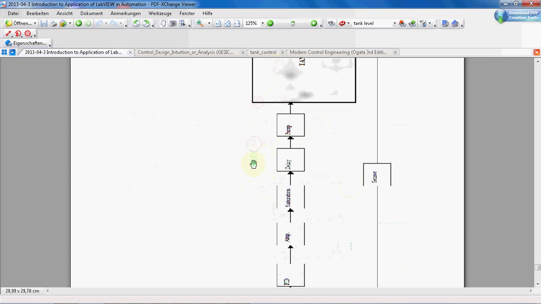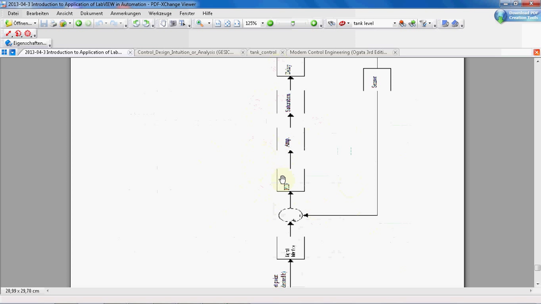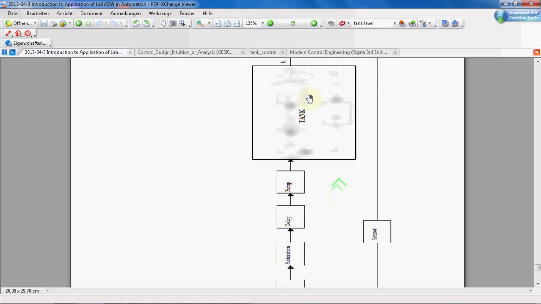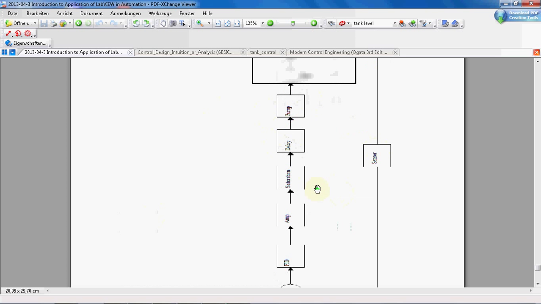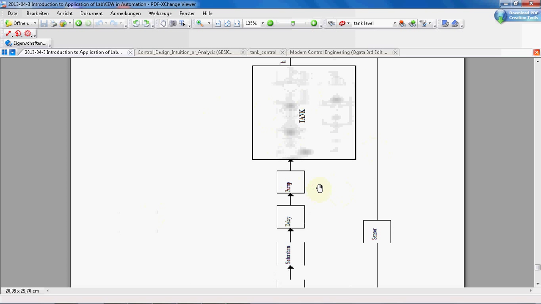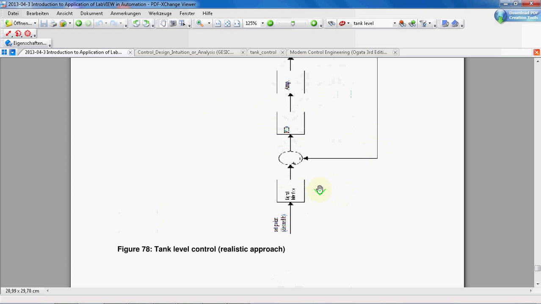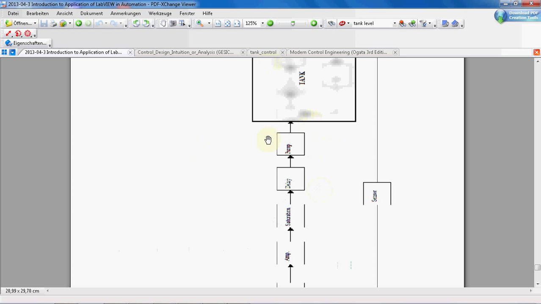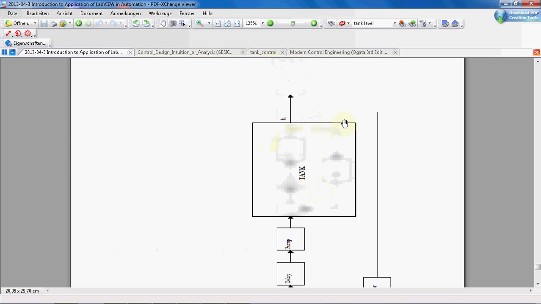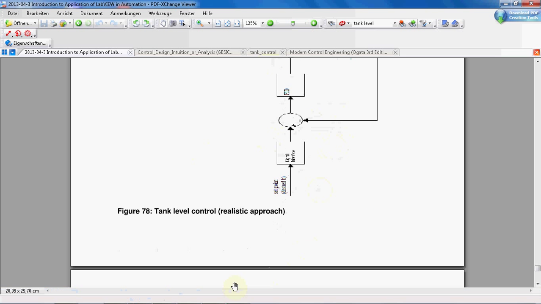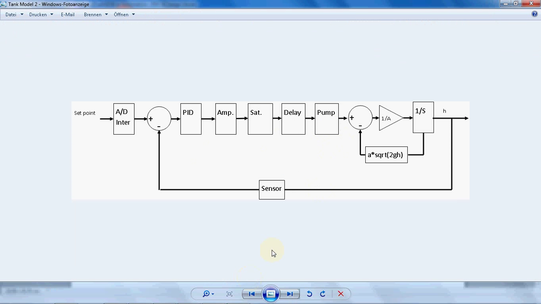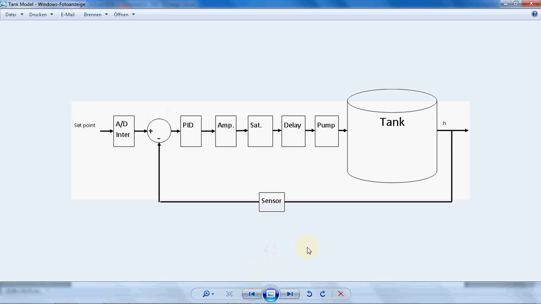If you have the text, our manual, this part of the manual, the picture is not printed so properly. Therefore, I have to show you this picture.